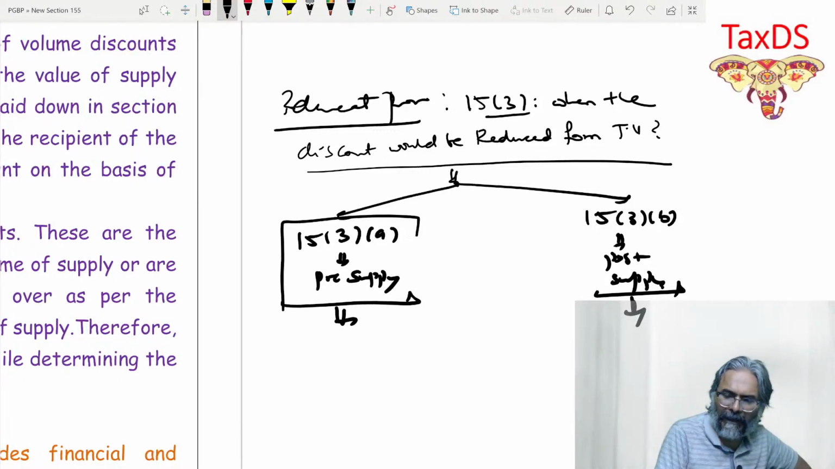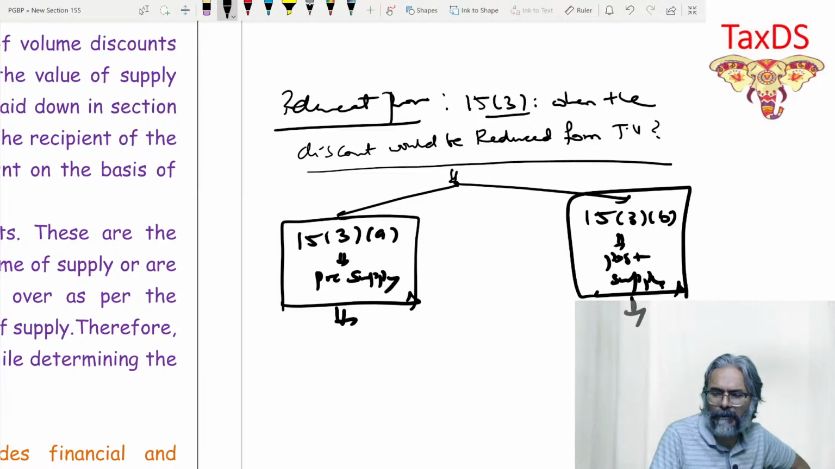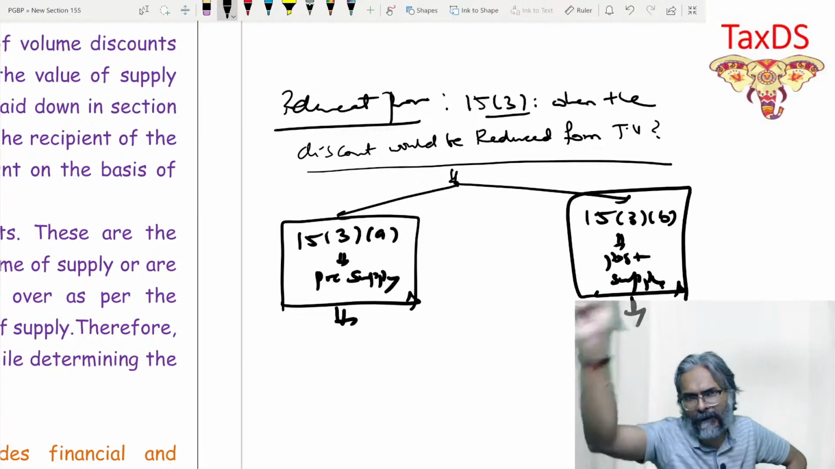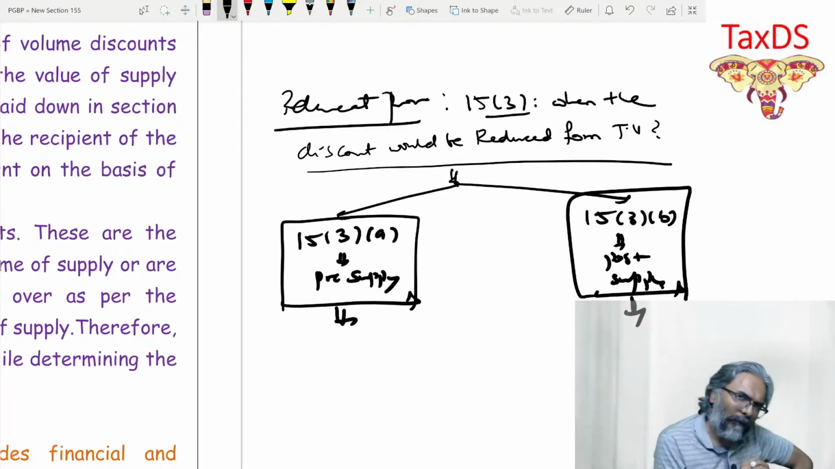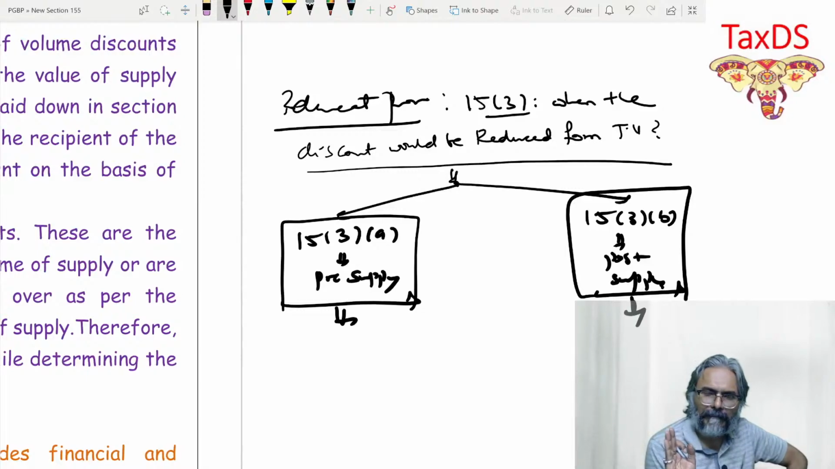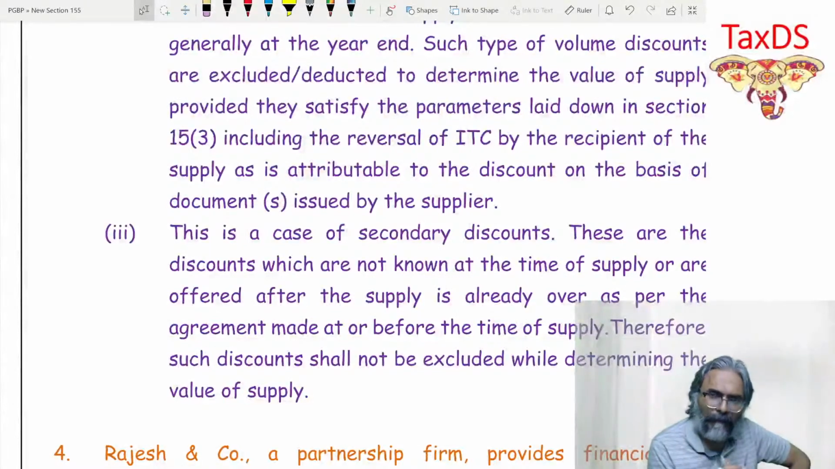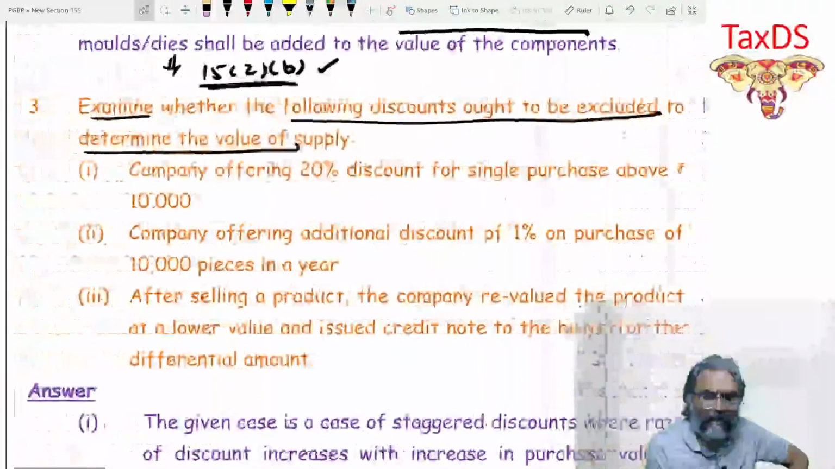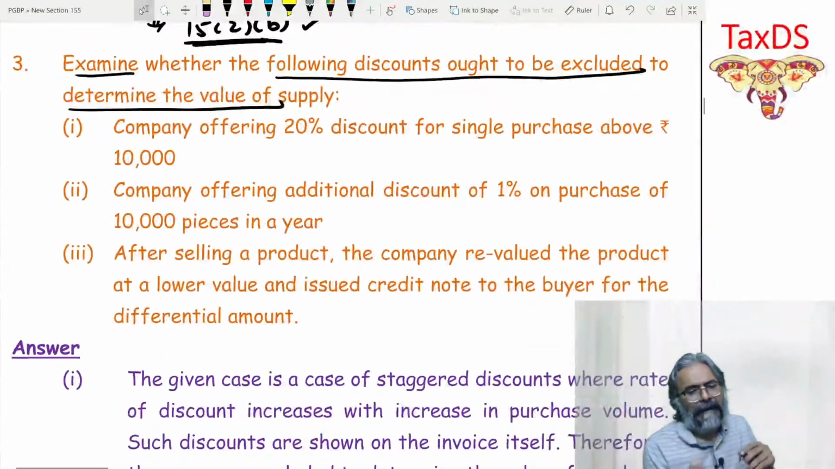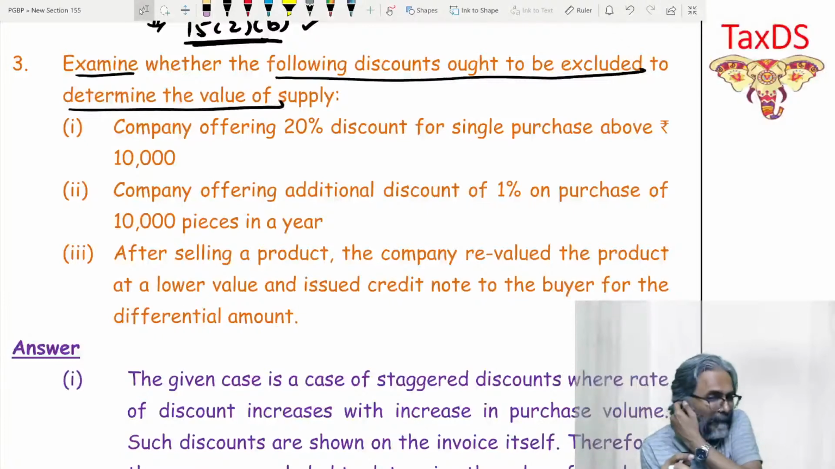So 15(3)(a) pre-supply, this is how it will be reduced. 15(3)(b) post-supply, this is how it is going to be reduced. I hope that all of you are clear with this one. That exactly is the point. So first write the provision and then move forward. And how are you going to move forward, students? Examine whether the following discount ought to be excluded to determine the value of supply.